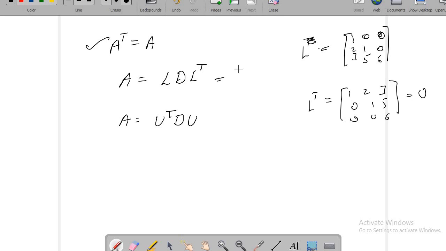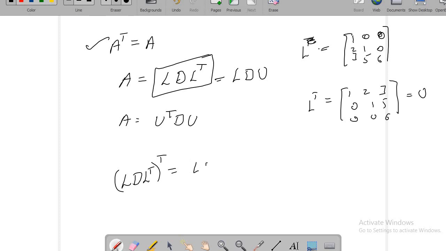So what you're getting is LDU only. Since A is symmetric, so we should get this also symmetric. So definitely you're going to have LDU L transpose. Why? Because when you take its transpose, you'll get again LDU, L D L transpose. Okay, so these are the other decompositions, L D L transpose and U transpose D U for a symmetric matrix. This is for a symmetric matrix.